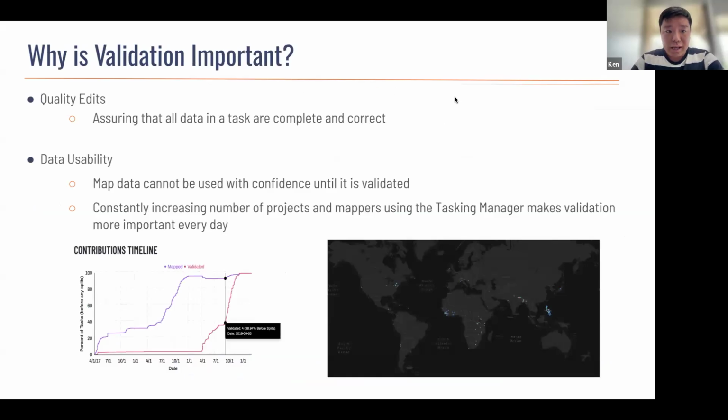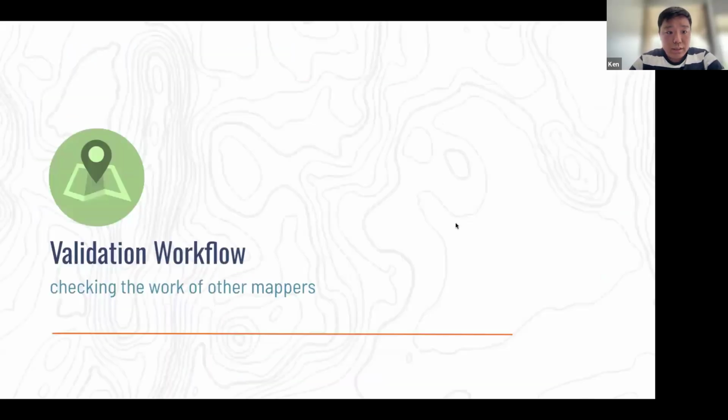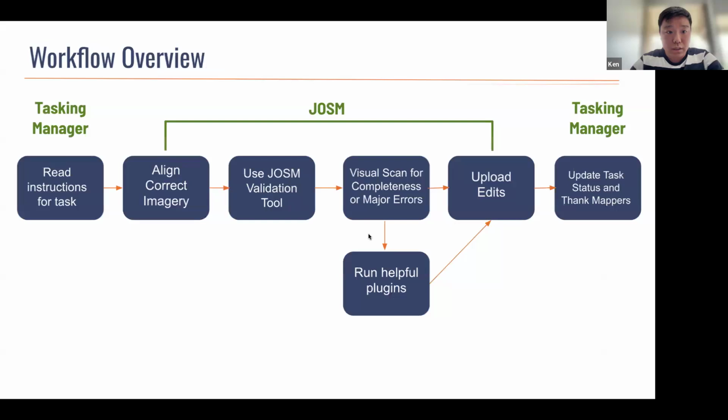Okay. So why is validation important? It is to ensure all data and tasks are completed accurately before they're submitted, because people often make mistakes every day. So, the validation flow. It begins with opening the Tasking Manager, making sure the imagery has been aligned correctly, using JOSM validation tools, and a visual scan for completeness. Then upload edits, which is the upward arrow key you can find on the top left of your JOSM dashboard, and submit as complete on the Tasking Manager.